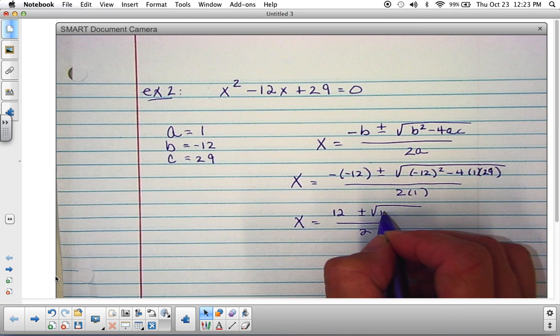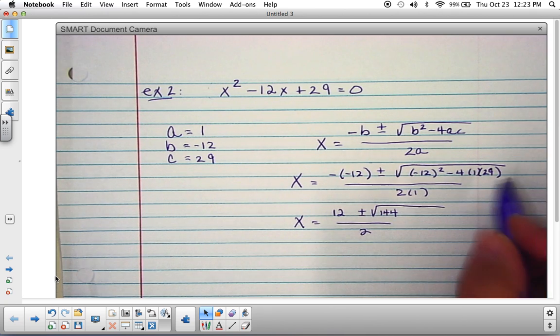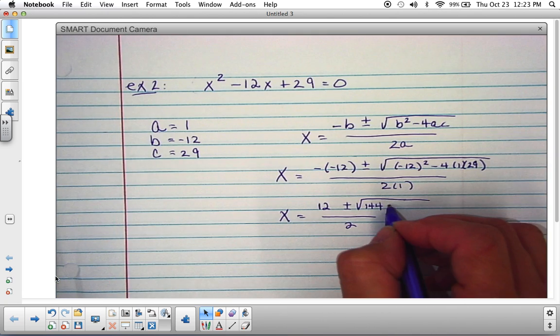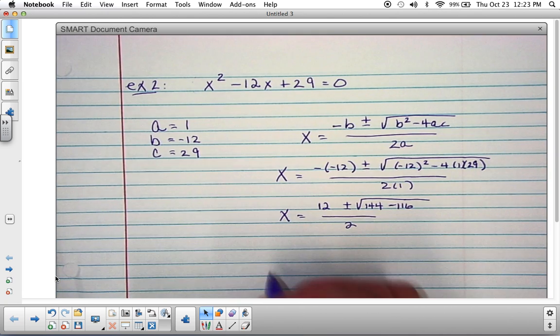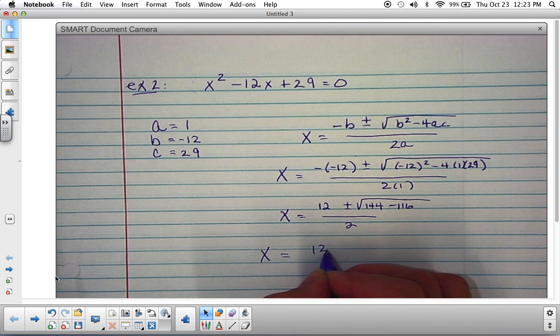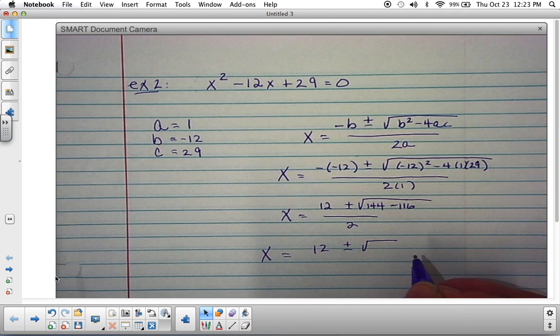Negative 12 squared is 144. 4 times 1 is 4 times 29. 4 times 29, I think it's 116. And then 144 minus 116 looks like 28.